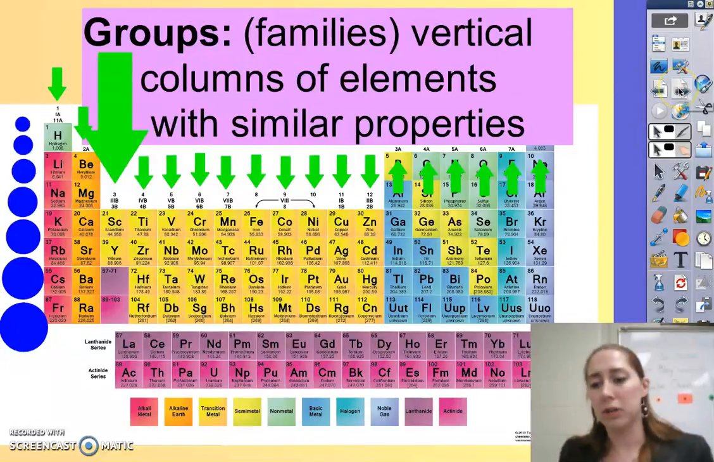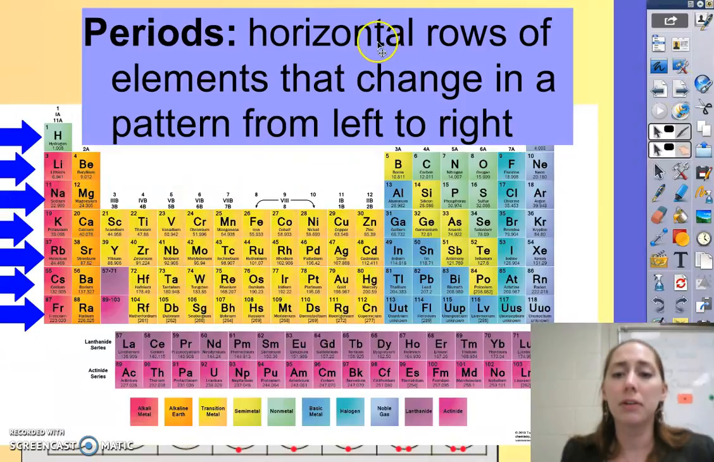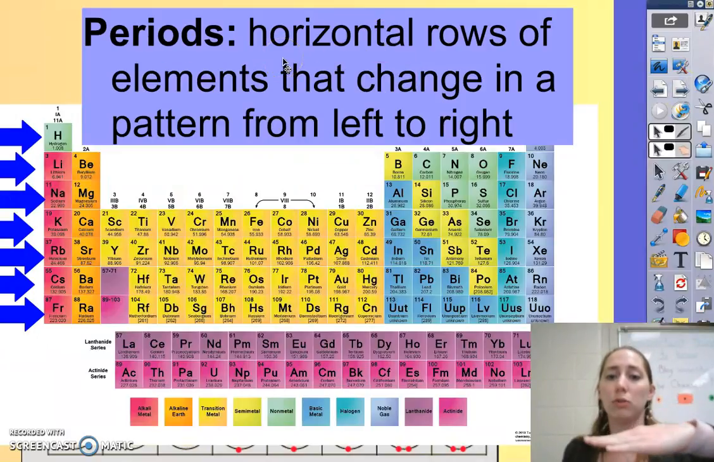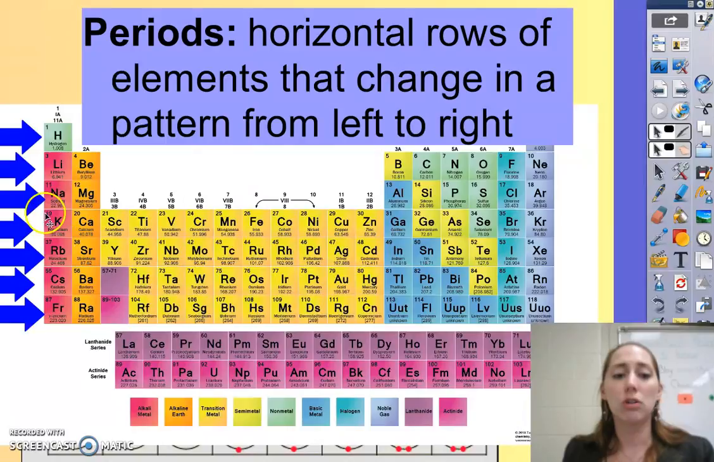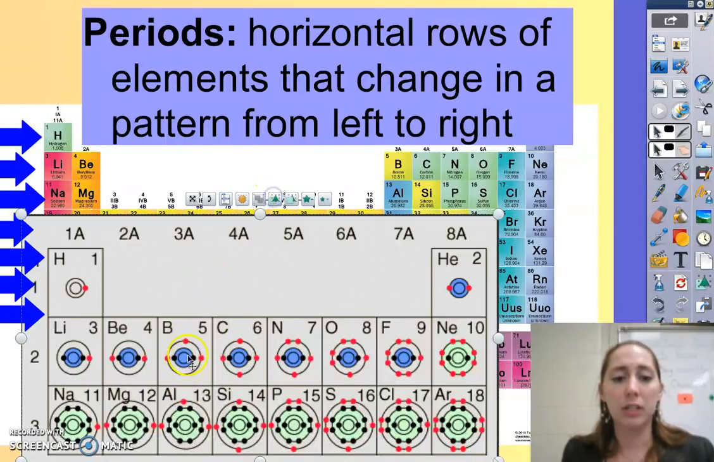The other direction we can talk about things is the periods. These are the horizontal rows of elements, and they show the pattern changing from left to right. So, if we look at, say, the number of electrons in the ring, we've got 1 electron, 2 electrons, 1, 2, 3, 4, 5, 6, 7, 8. And you notice it increases by 1 all the way across, but they're all in that second orbital. This is what we get with our periods. That's it.